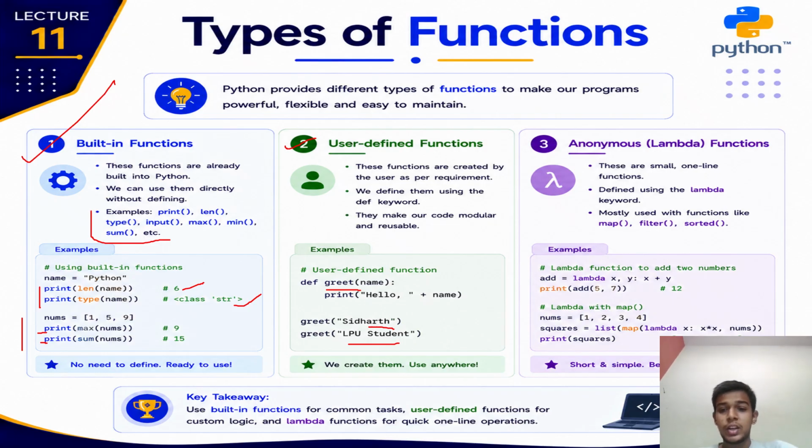Notice that we wrote the greeting code only once, but we used it multiple times. So this is the biggest advantage of user-defined functions. Now, the third type is the anonymous function, also known as the lambda function.